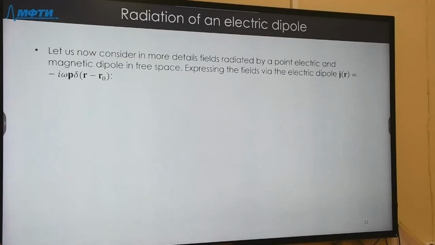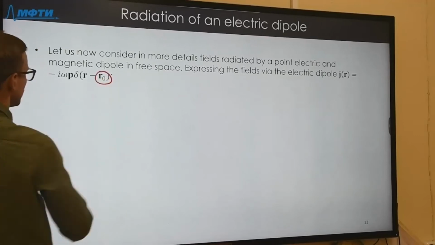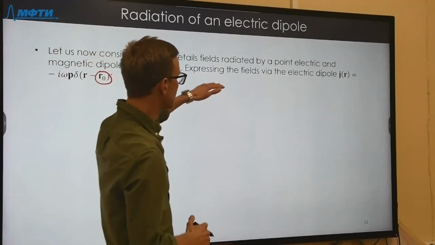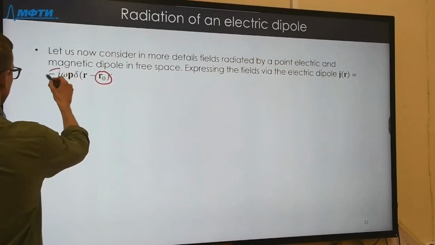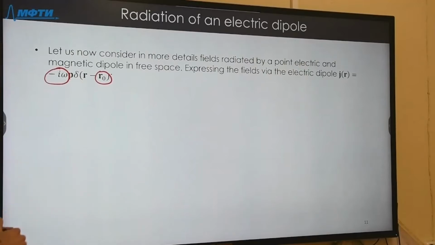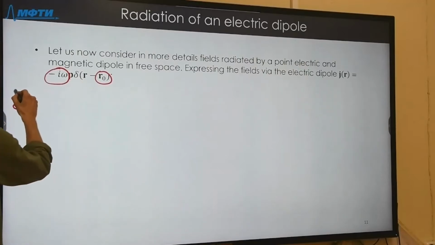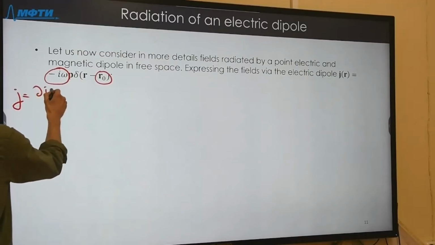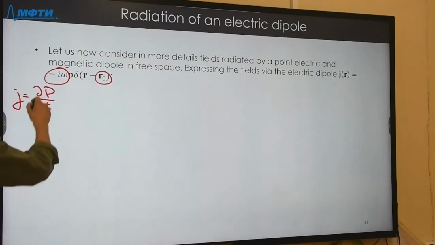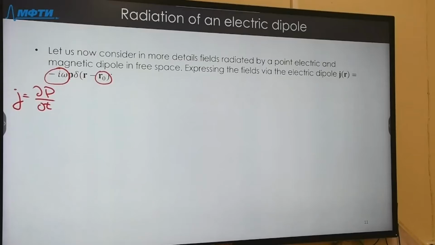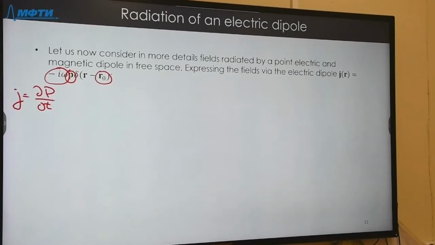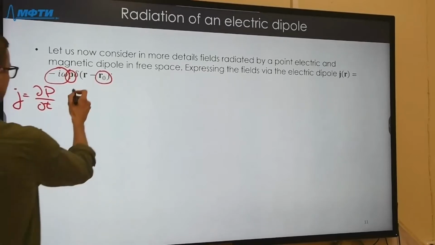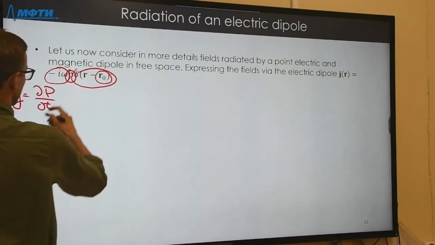Okay, so now let's go to the electric dipole. A point electric dipole is a point source located at some point in space, R0, and we can express the current density, J, of the electric dipole as minus i omega P times delta, which comes from the fact that current density is dP over dt, where P is the polarization density. P is the vector quantity that characterizes our actual dipole moment, and delta is the delta function, because this is a point dipole.